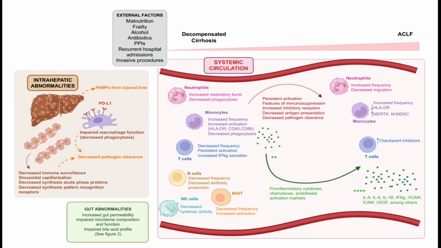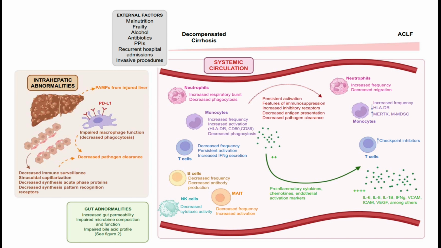This image depicts the pathogenesis of bacterial infections in cirrhosis, highlighting the role of cirrhosis-associated immune dysfunction. 1. External factors. External factors such as malnutrition, alcohol use, frequent antibiotics, proton pump inhibitors, and recurrent hospital admissions with invasive procedures increase the risk of bacterial infections in cirrhotic patients.